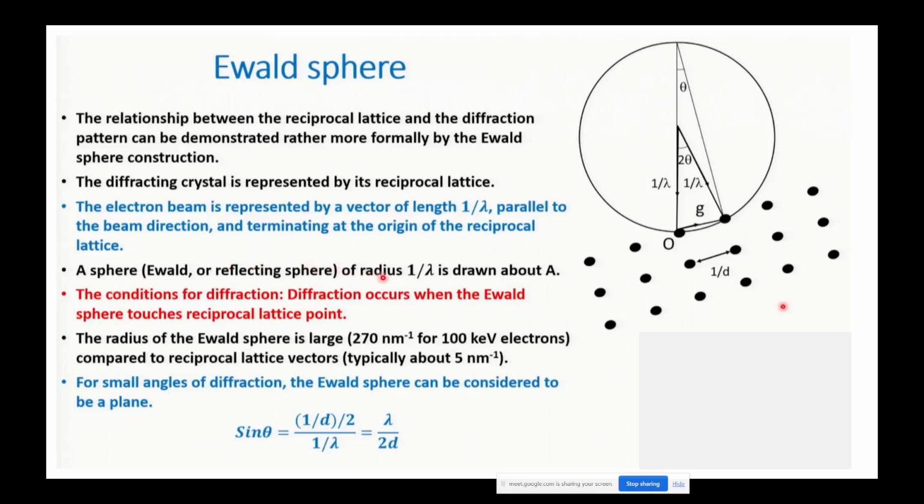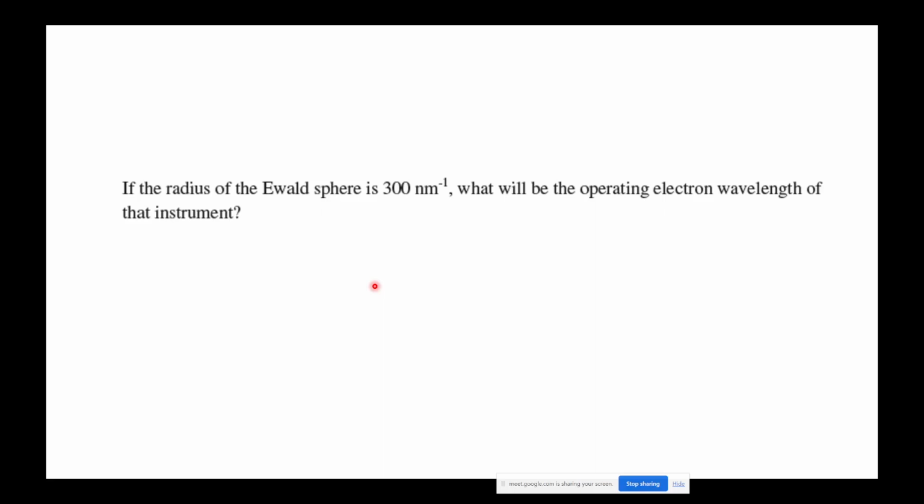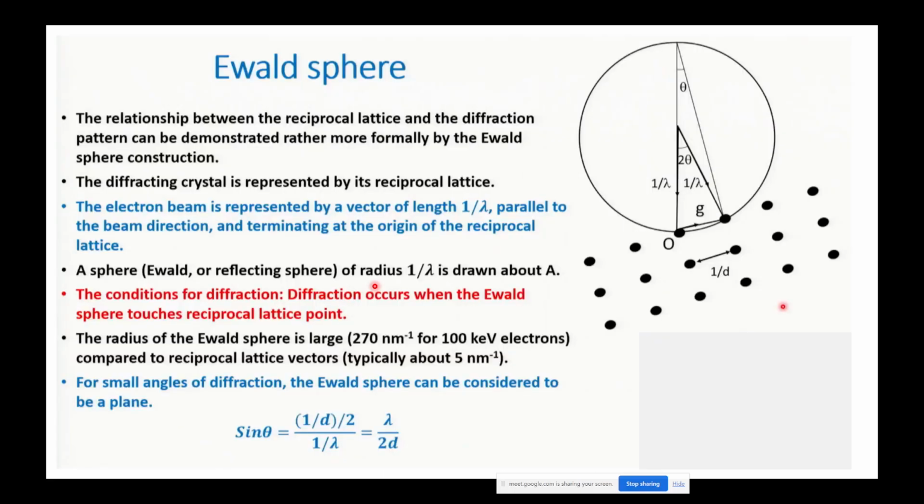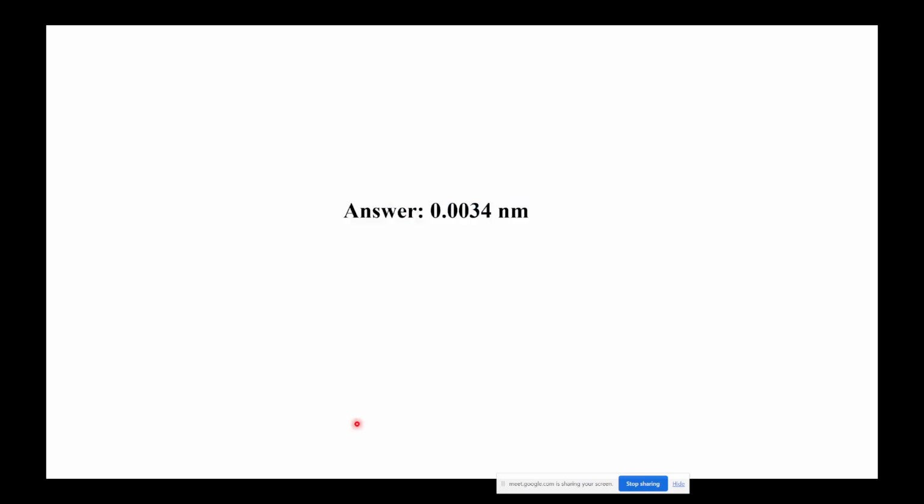This is very simple. The radius is already given, which is 300. So 1/300 is 0.0033, and sometimes it can ask for theta also. You can take the range 0.0033, 0.00334 like that. So all are right.